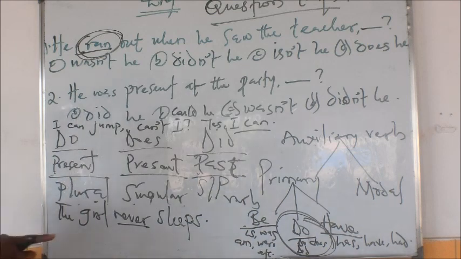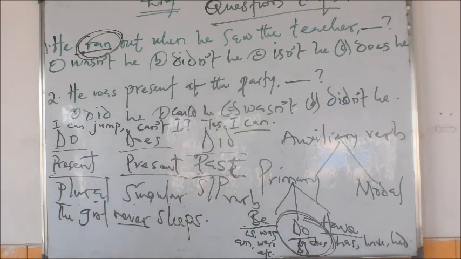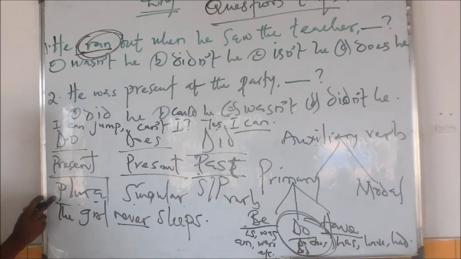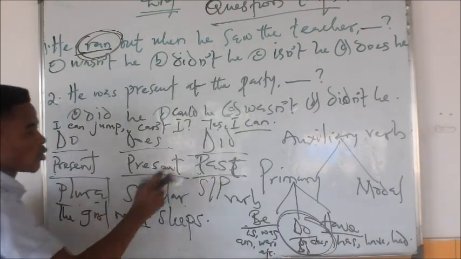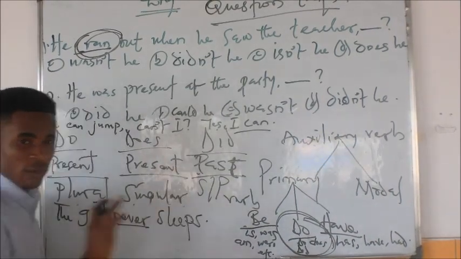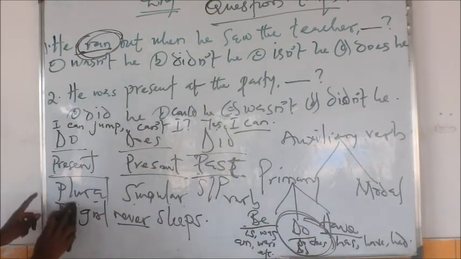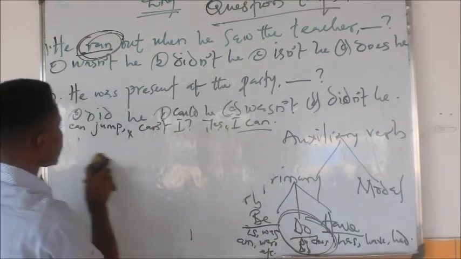You introduce a do verb, and you have three of them: do, does, and what? Did. Is that okay? And you use do when it is present and it is what? Plural. You use does when it is present and it is what? Singular. You use did when it is past, both singular and what? Plural. Are we getting it? Good. Good. Now, let's go back to the question.